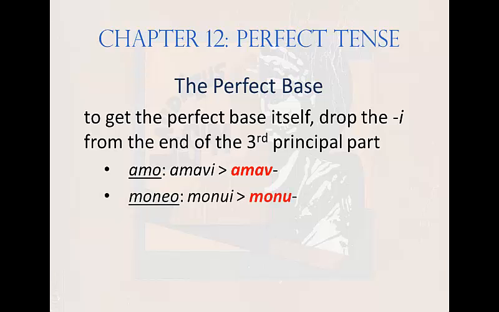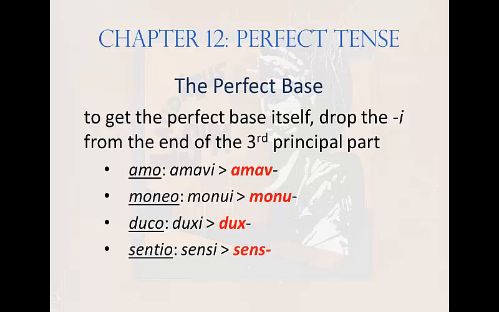Here is a second conjugation verb, moneo, monere, monui. The perfect base is monu, M-O-N-U. In third conjugation, duco, ducere, duxi, the perfect base is dux, D-U-X. Fourth conjugation, sentio, sentire, sensi, the perfect base is sens, S-E-N-S. Finally, third I-O, capio, capere, cepi, the perfect base is cep, C-E-P.